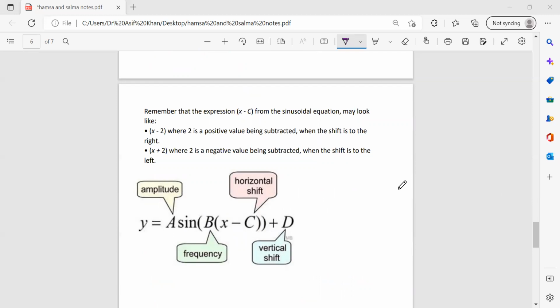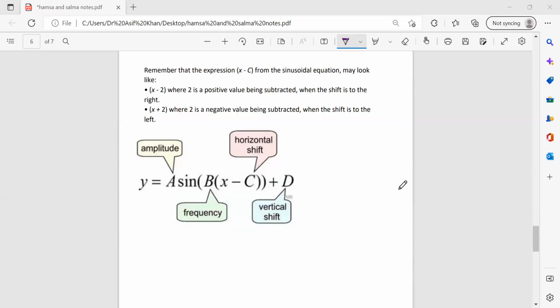Yes. Read this key point. Remember that the expression x minus c from the sinusoidal equation, where c is a positive value being subtracted, means the shift is to the right. X plus c, where c is a negative value being subtracted, means the shift is to the left. To the left like this.